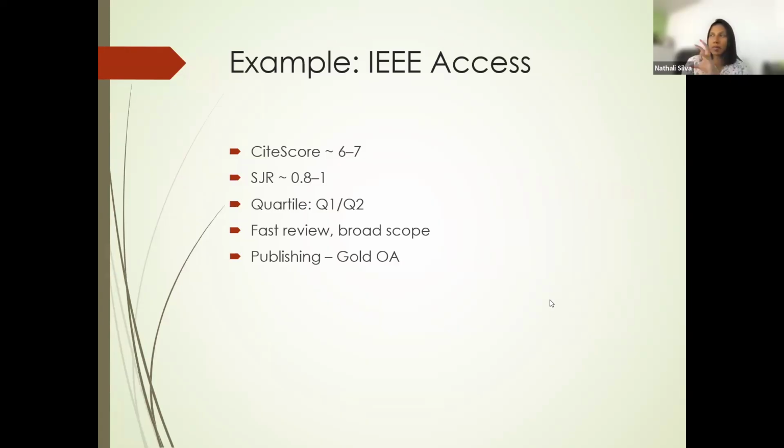IEEE Access summarizes everything I discussed today: the CiteScore, SJR, quartile, and the publishing model. If you consider IEEE Access, it's a good journal, a good range journal, which has a CiteScore of 6 to 7 in the Q1, Q2 range and gives gold open access. But for us, I think if all the authors are from Sri Lanka, we have a considerable amount of discount. So it's good.